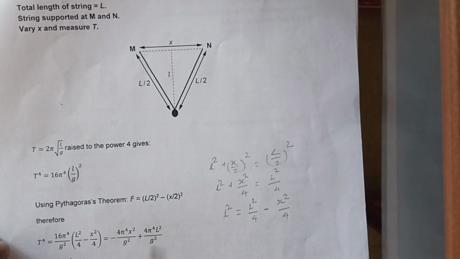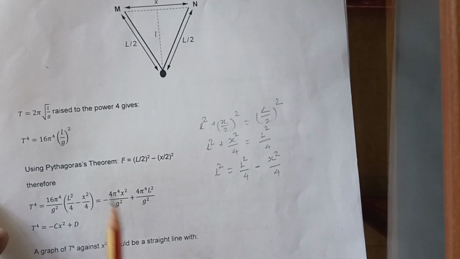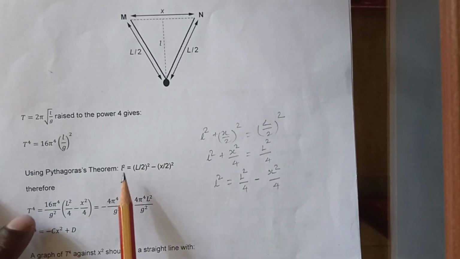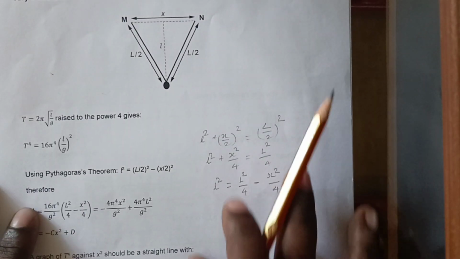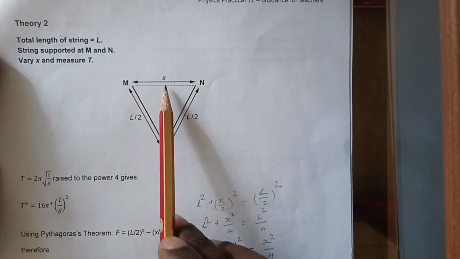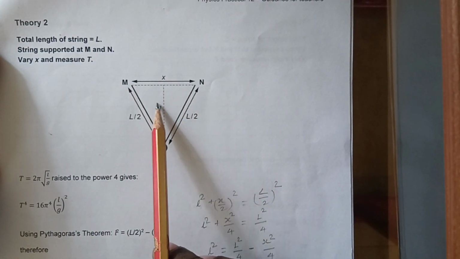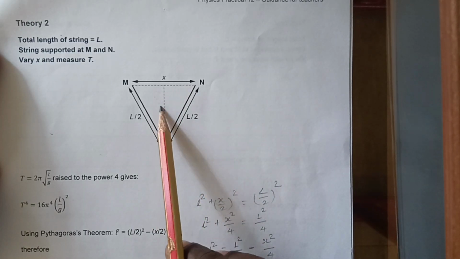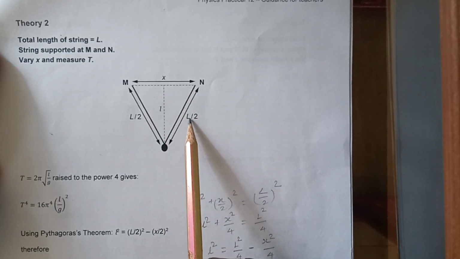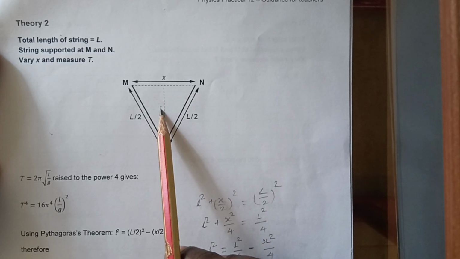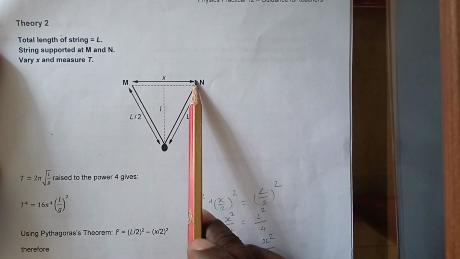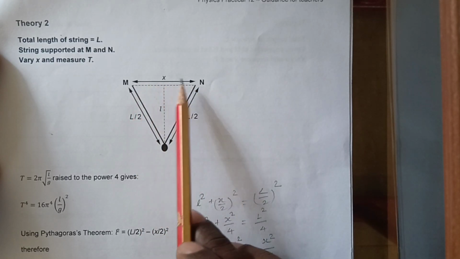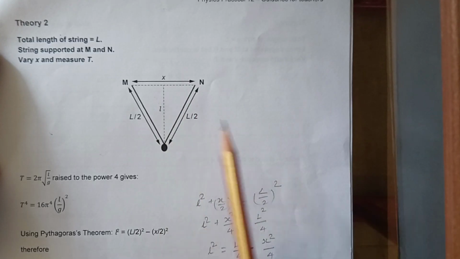So using the Pythagoras theorem. Where will we use the Pythagoras theorem? Here, on this side we will use it. Here there is L. The square of these two sides is equal to the hypotenuse side. So this is the L. This fully is x, the first half is x by 2, this is x by 2.